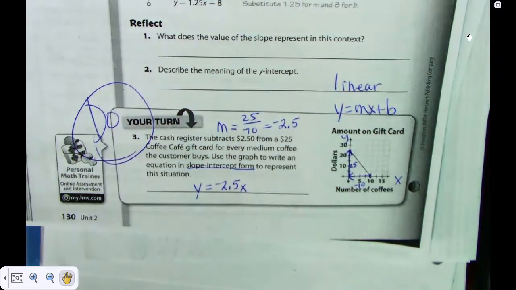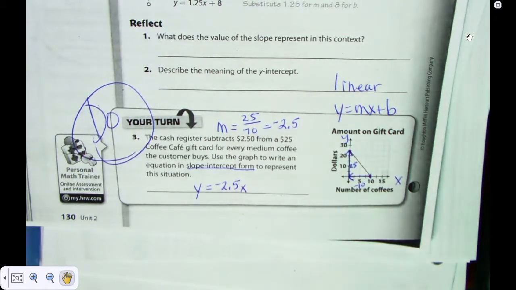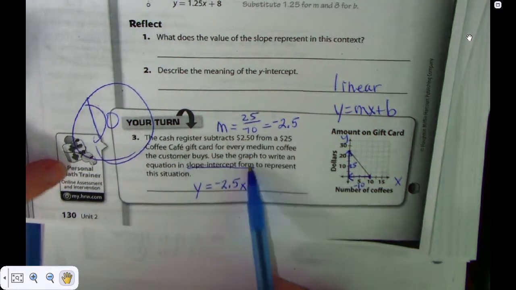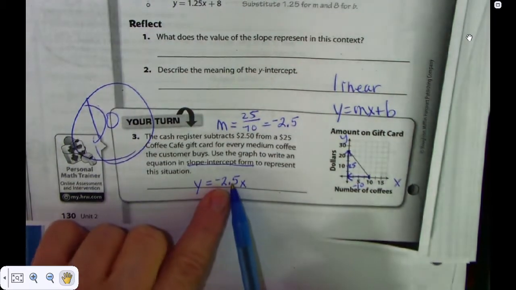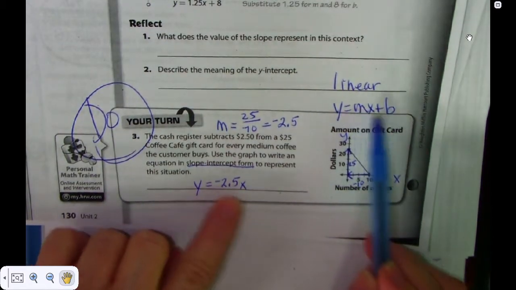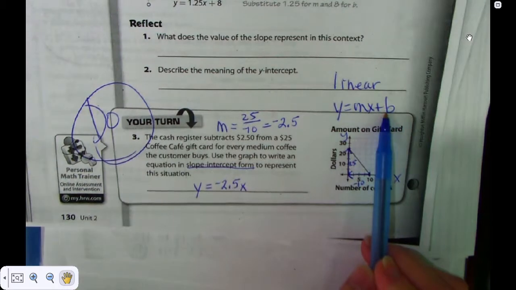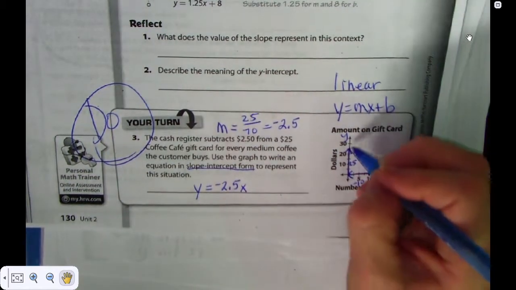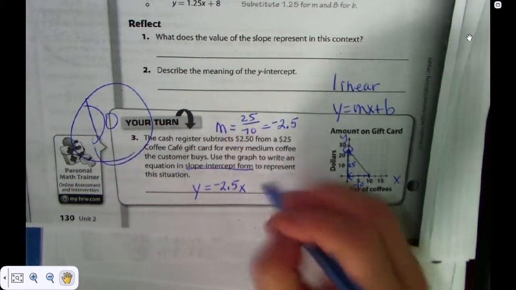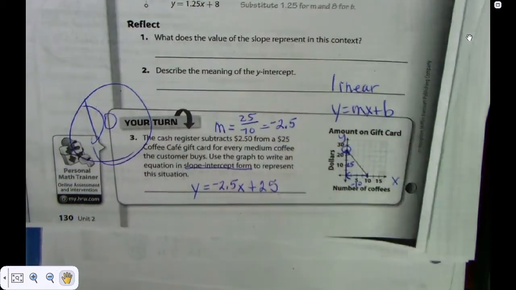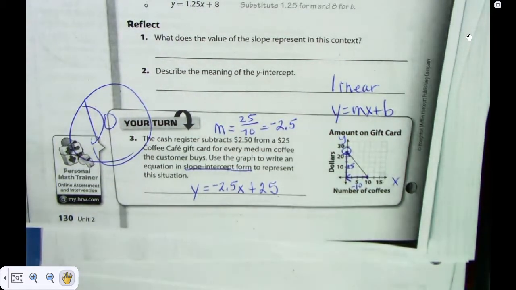Somebody explain to me why it's called slope-intercept. David. There you go. A no-brainer, isn't it? So it's the slope-intercept form. M is the slope. M is the slope. What's B? Okay, and so what is the y-intercept? 25. So let's think about this, what this equation means.